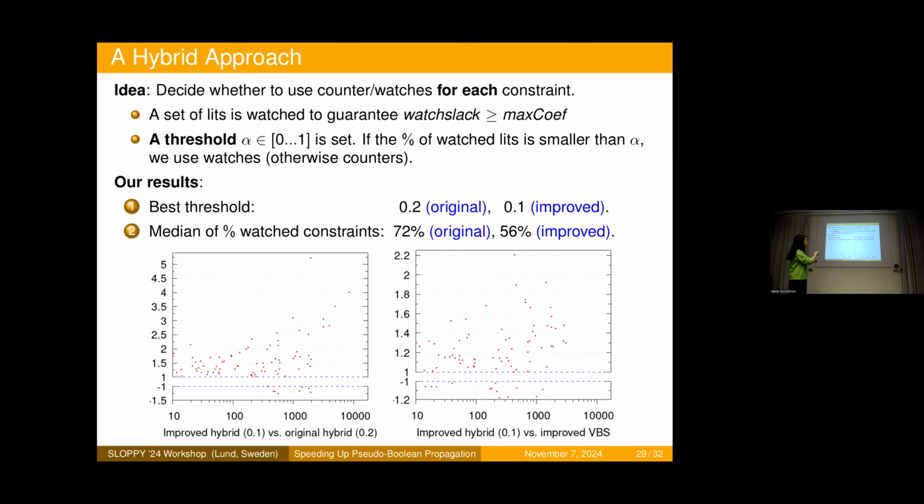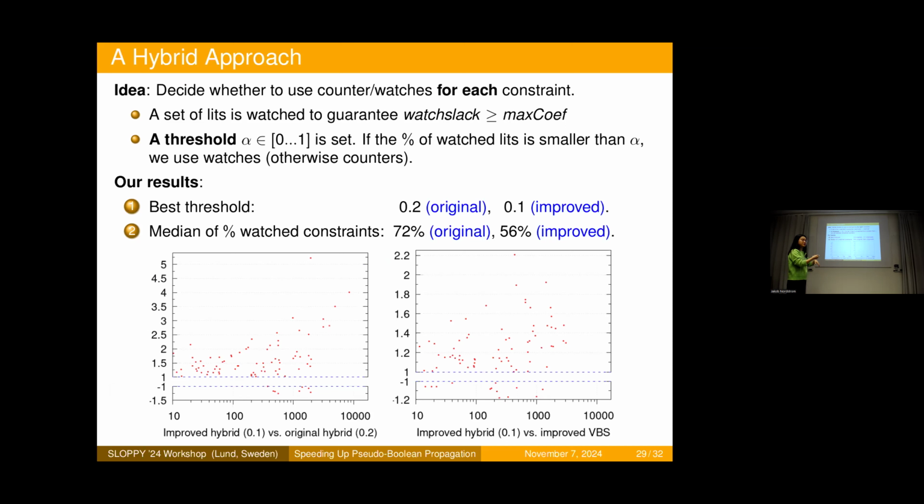Otherwise, we use counter. In our experiments, we found that the best threshold is 0.2 in the original system, and this percentage of constraints are using watch. We also found that this hybrid system is much better than the system that uses only one single propagation method on all PB constraints.